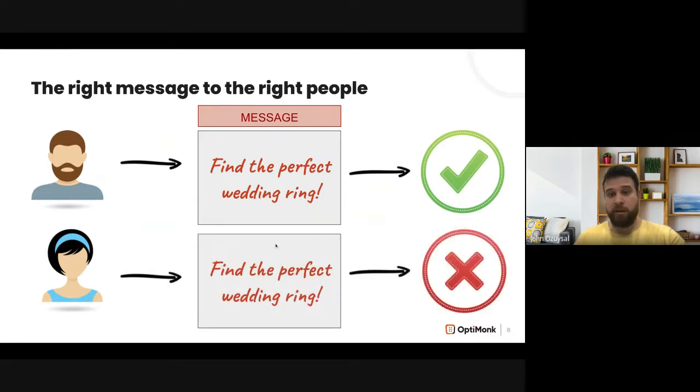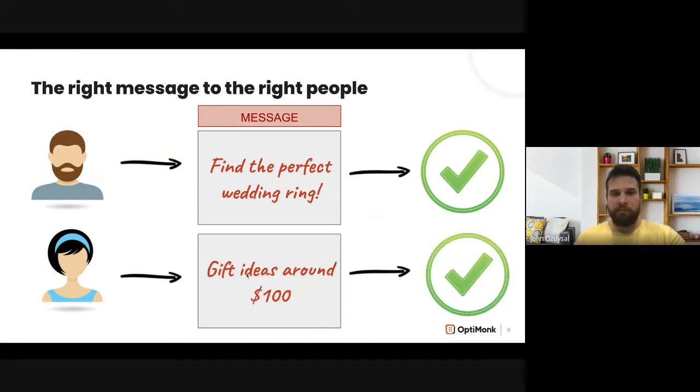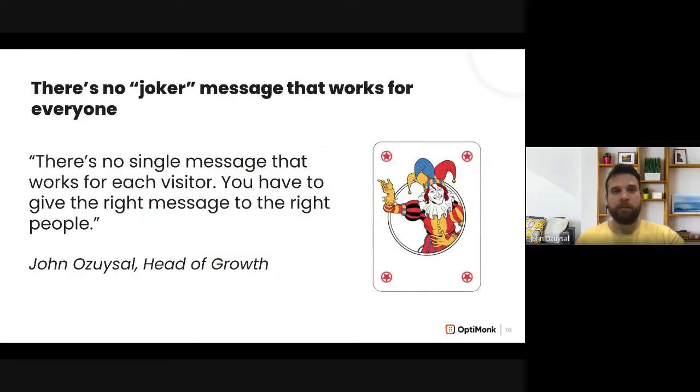Here is an example that if you try to deliver the same message to Kate, Kate's not going to be happy, even though both of them are in your audience and they do come to your website. You need to have a different message for each one of them. See, if you change your message to gift ideas around $100, Kate will be happy too, because that's what she was looking for. So there's no joker message that works for everyone. There's no single message that works for each visitor. You have to give the right message to the right people.